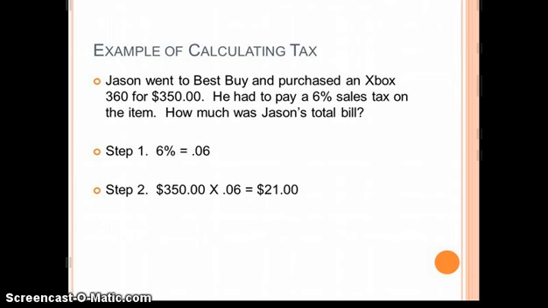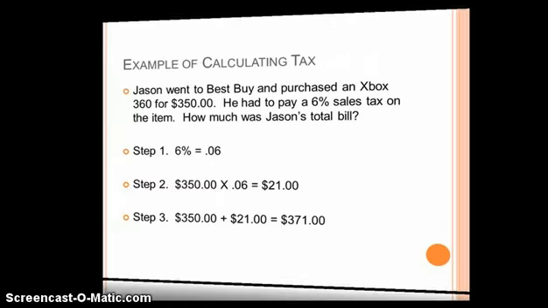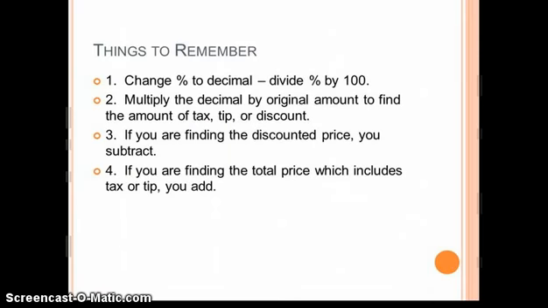Okay, step 2, we're going to take the amount of the Xbox, which was $350, and multiply it by 0.06, and it calculated to be $21, which is how much his tax comes to. And then to find the total price of his bill, we're going to take the original amount of the Xbox, which was $350, plus the sales tax to get $371. Pretty easy.